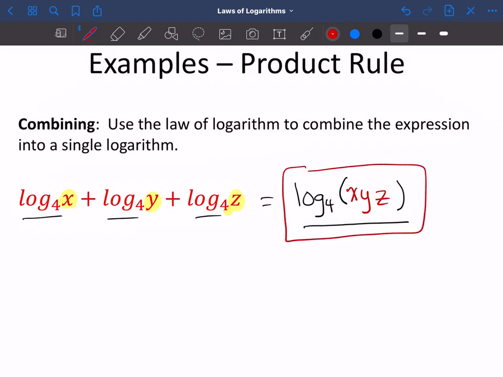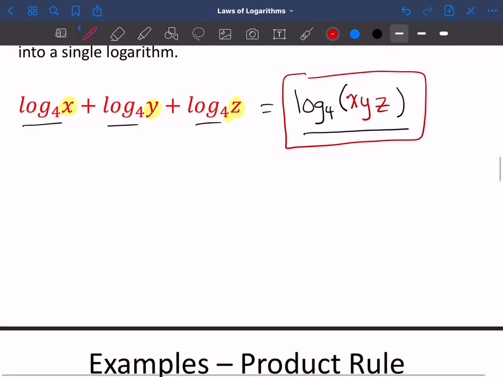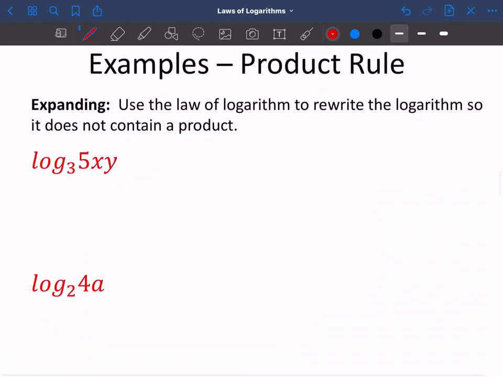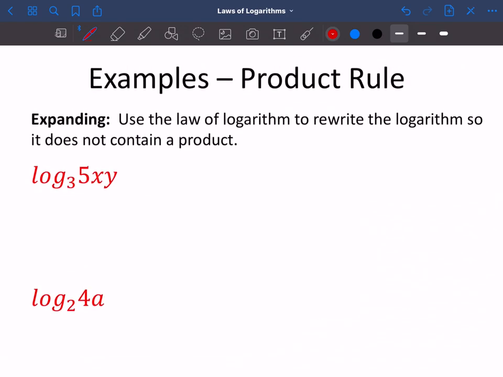Is this going to be your answer? Let's try another one. Here they want us to go in the reverse order. Here they've given you a single log, and they want you to rewrite this log so that it does not contain a product. So they want us to expand this product right here.